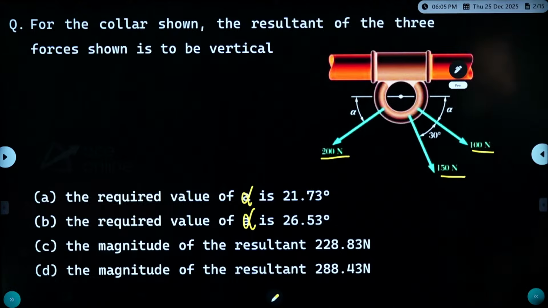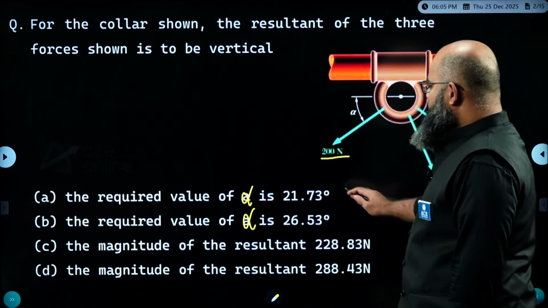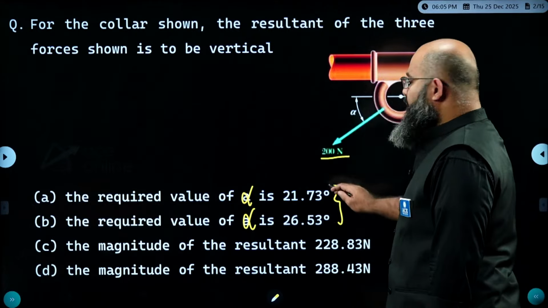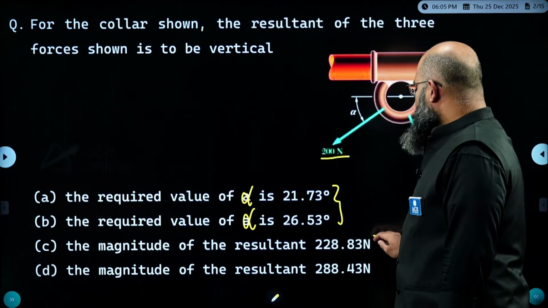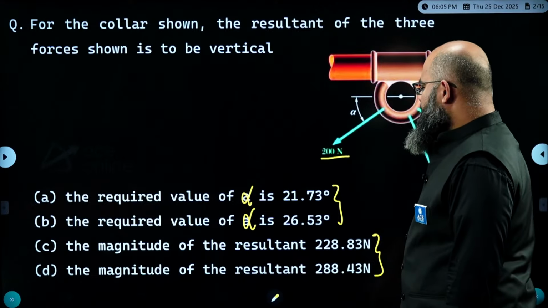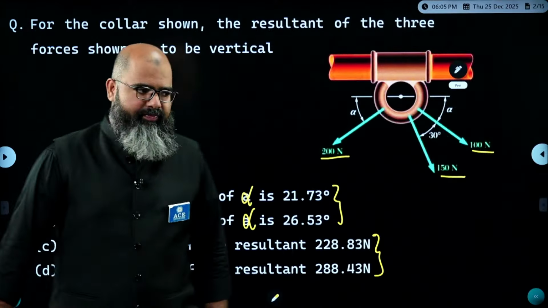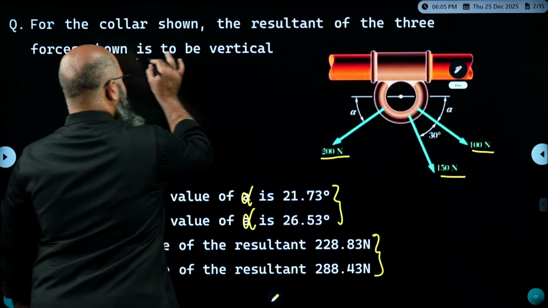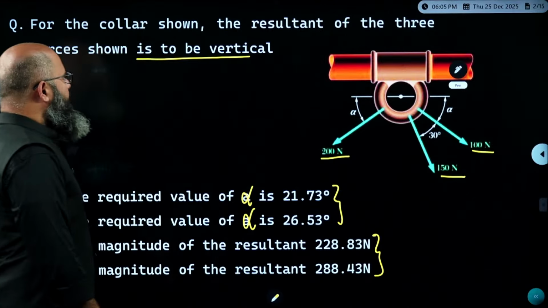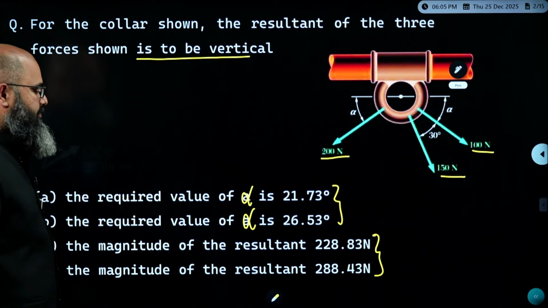So you see over here, there are two options corresponding to the value of alpha. Any one of them may be correct. There are two options corresponding to the value of resultant. Any one of them may be correct. Let us see how we solve this question. I'm starting with this data given. Summation net force is supposed to be vertical.